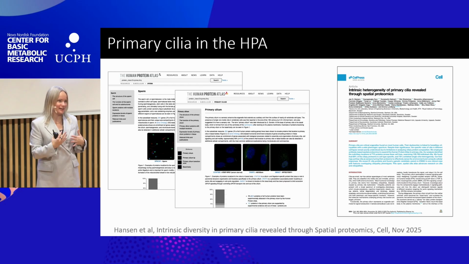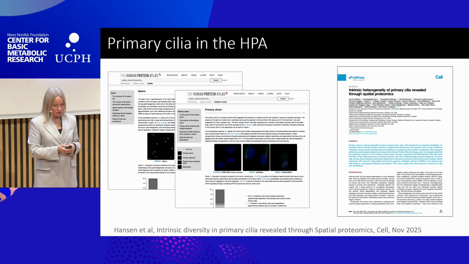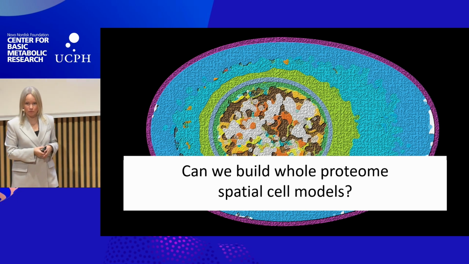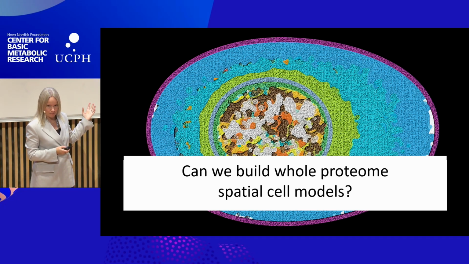So we generate a lot of data at scale, and it's interesting to identify proteins of interest and study them a bit deeper. But we're really interested in the systems level study of cells. So a big part of my lab is computational, and we think a lot about, for example, can we use AI to build whole proteome spatial cell models? Well, the first thing we want to do, if we want to do that, is of course to be able to interpret the images that we're generating.